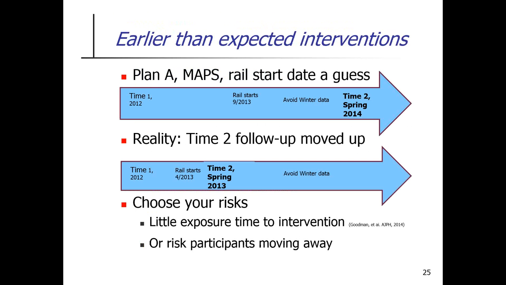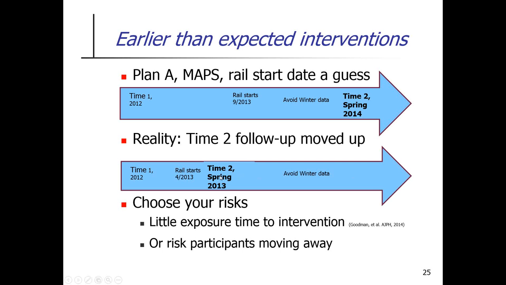Another problem is earlier than anticipated interventions. This happened to me. I had this nice timeline laid out, plan A, for my study, where rail was going to start at the end of the summer, beginning of fall in 2013. We don't collect winter data in Salt Lake City. Then we were going to get time 2 in spring, but the rail started earlier than we anticipated when we wrote the grant proposal. So we had to decide, do we move up the time 2 spring data collection or keep it later? If we keep it later, we have lots of people moving away.